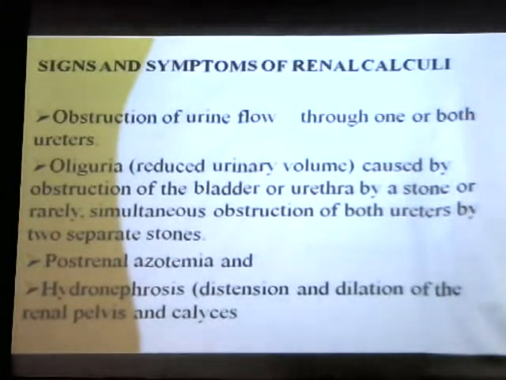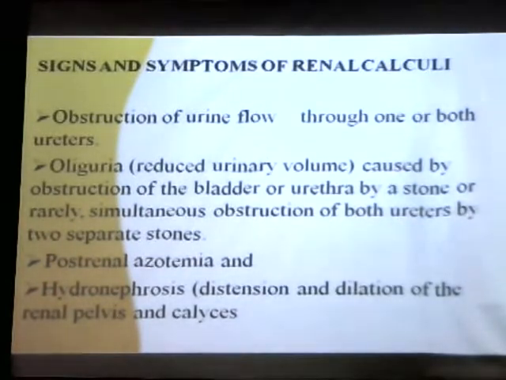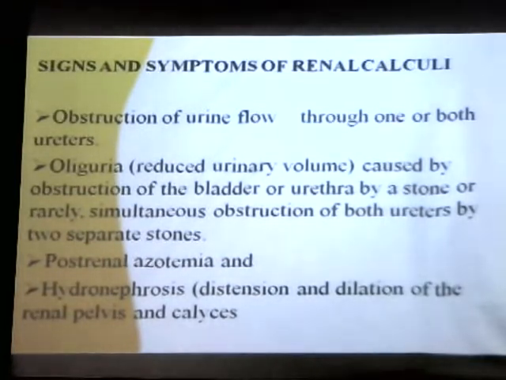As the urine flow gets obstructed, there might be development of oliguria, that is, reduced urinary volume caused by the obstruction, whether the obstruction is in the ureter, bladder or urethra.